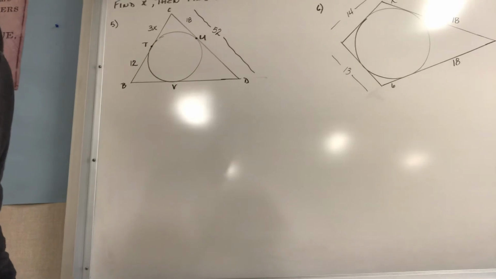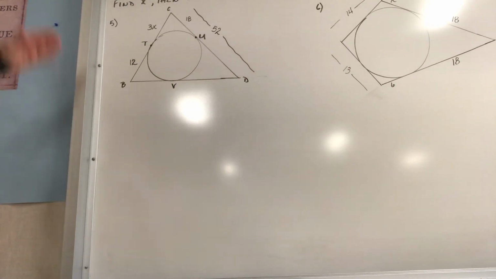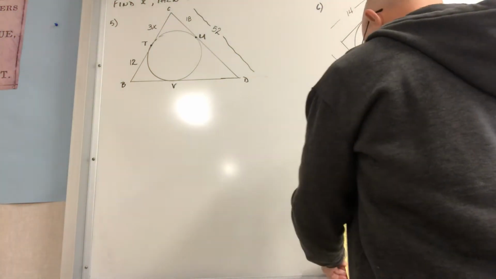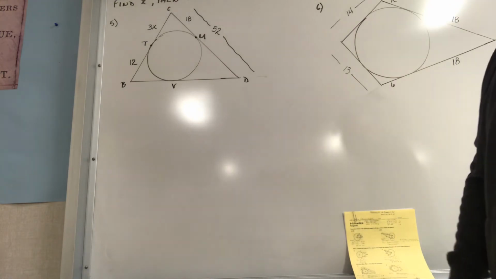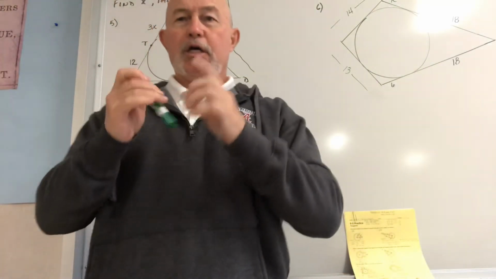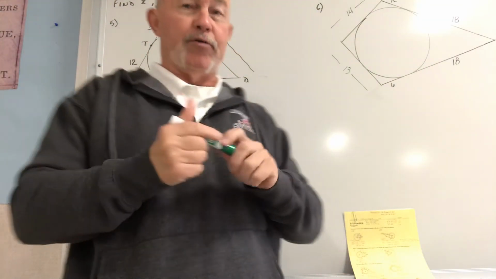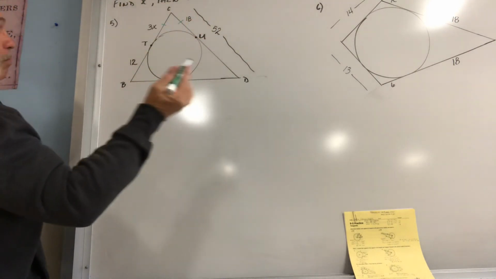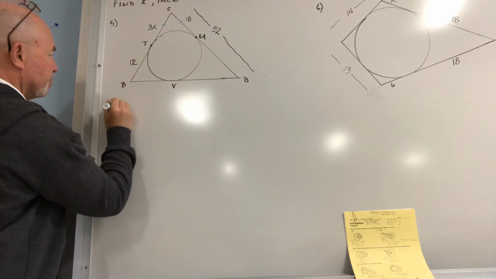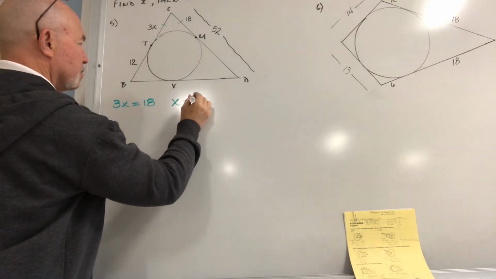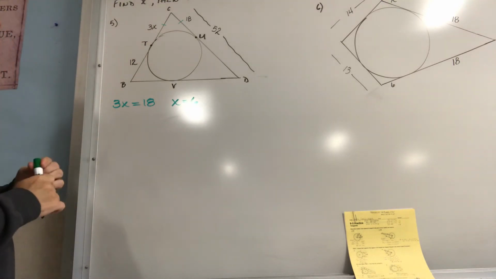Now, here's more of the common tangents. We've got two of them over here. Find x and then find the perimeter. So to do that, let's do a little work. The first thing we have to do is find what's equal to what. Well, we know that if we have tangents drawn from the same point to the same circle, they're equal. So that tells me that this equals this. So, there it is: 3x equals 18. So, x equals 6.